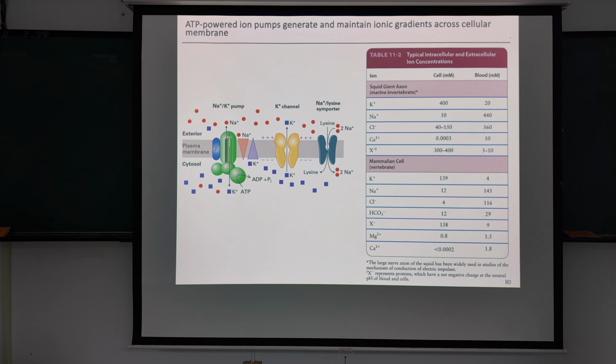So they are the ones that generate those electrochemical gradients. For example, if you check the concentration of different ions inside the cell and outside the cell, which is blood, you can see they are quite different between these two pools. For example, calcium outside the cell would be 1.8 millimolar, but inside the cell would be really, really low in concentration.